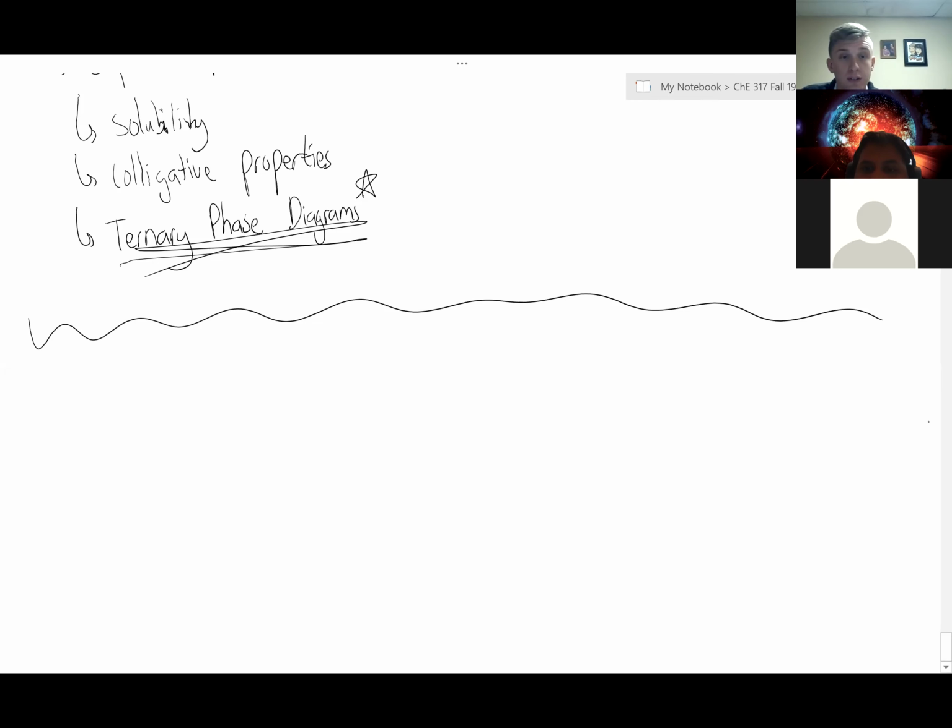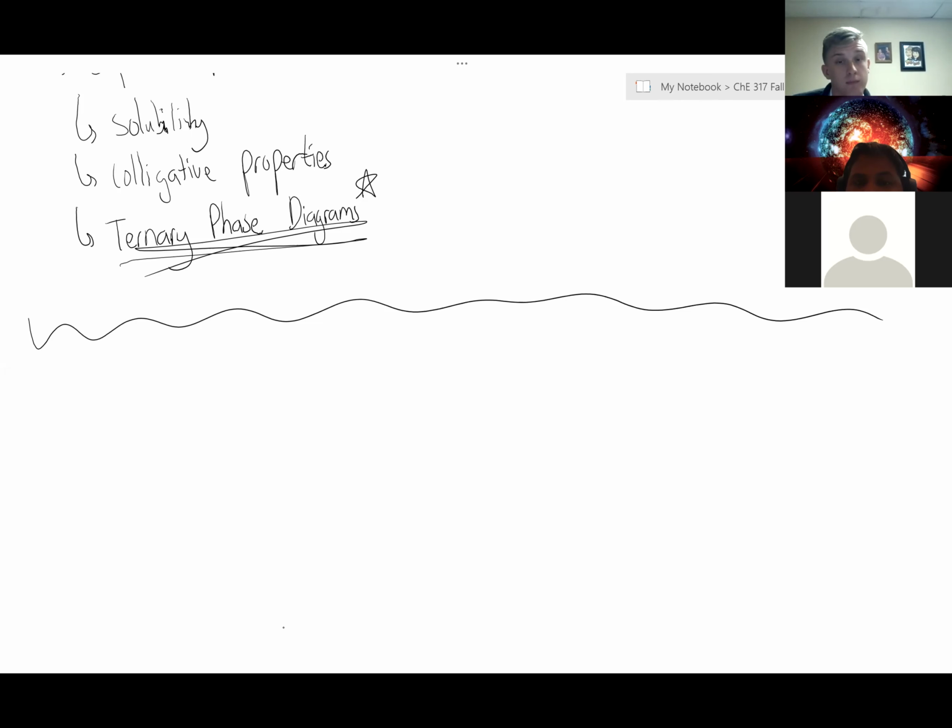Will there be any crystallizer problems on the exam? Like solubility? Crystallization, there might be, yes. That kind of goes into the liquid-liquid equilibrium outside of ternary stuff.